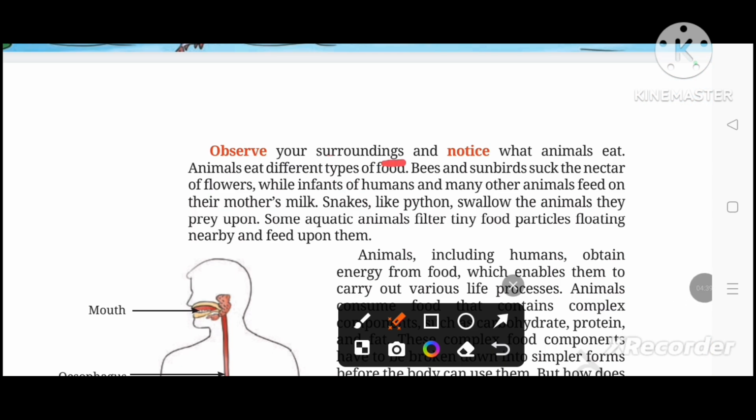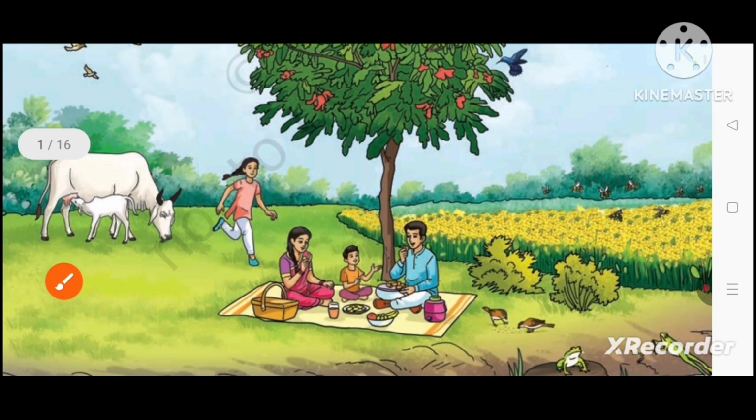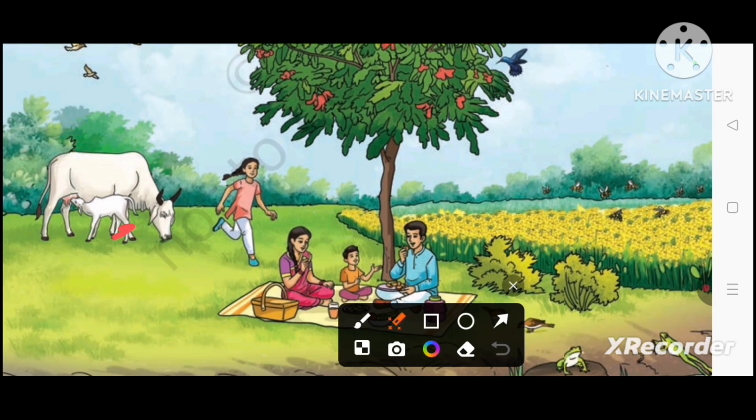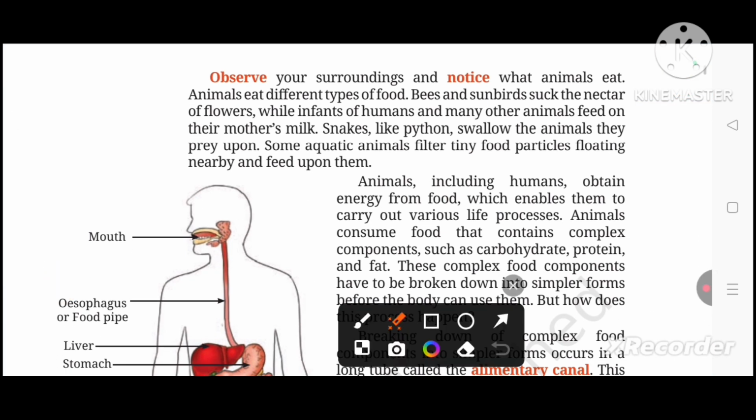Observe your surroundings and notice what different types of food animals eat. Bees and sunbirds feed on nectar, while infants of humans and many other animals feed on their mother's milk. We have already observed here that the baby cow was feeding on its mother cow. Humans and other animals feed on their mother's milk.